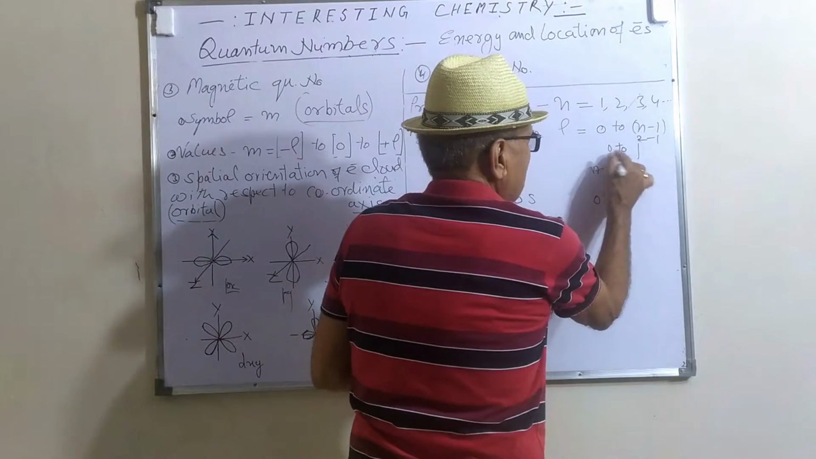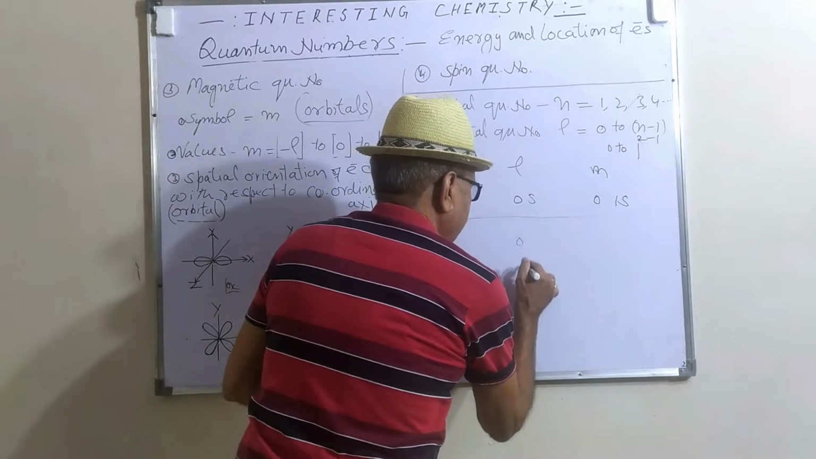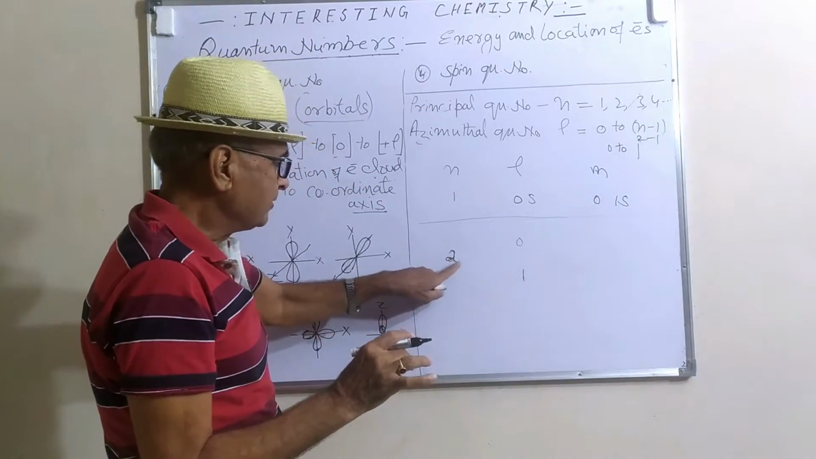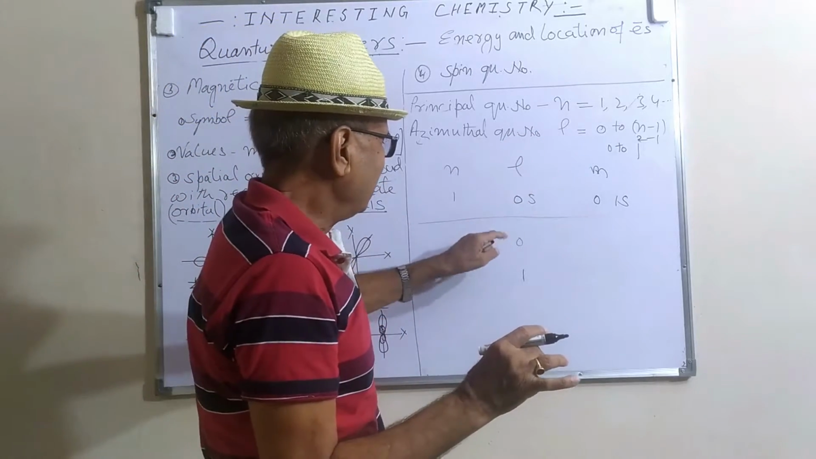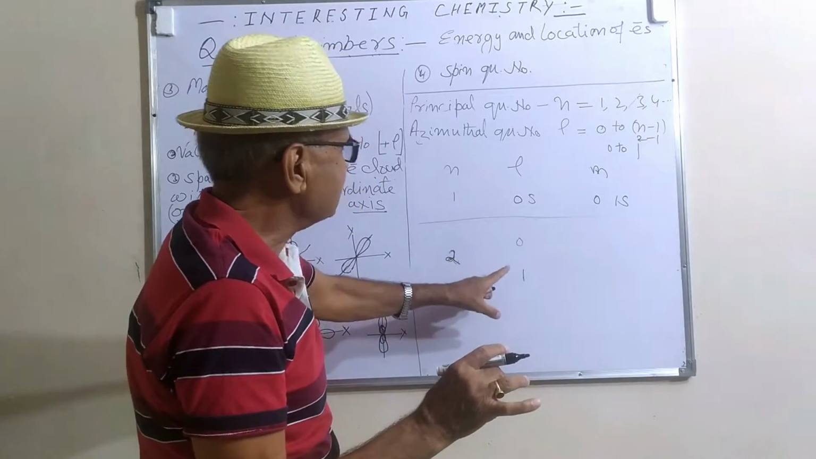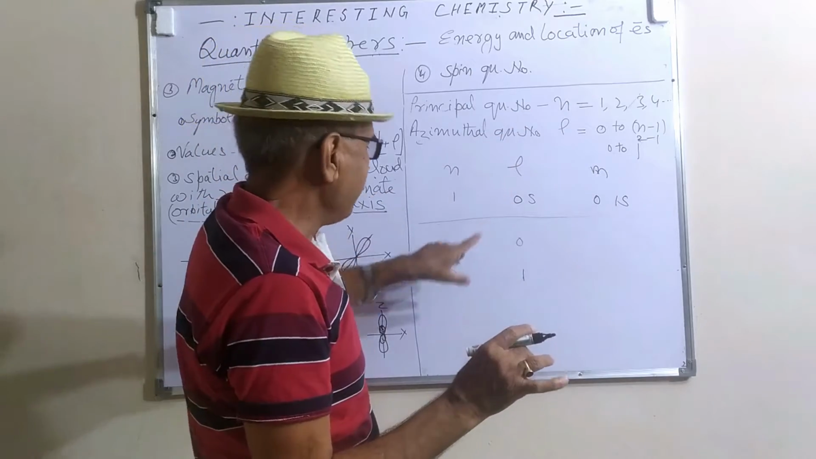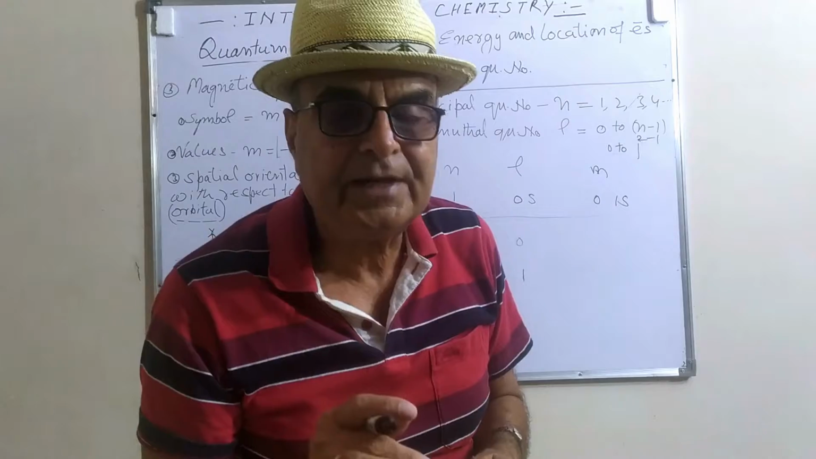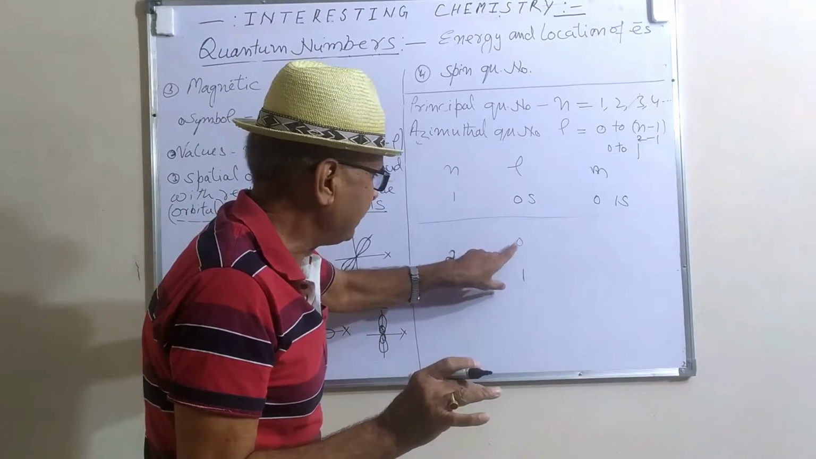2 minus 1, 0 to 1. So you will write here 0 and 1. It tells us, because the values of L are 2, 0 and 1, that the second cell contains two subcells that are 0 and 1.